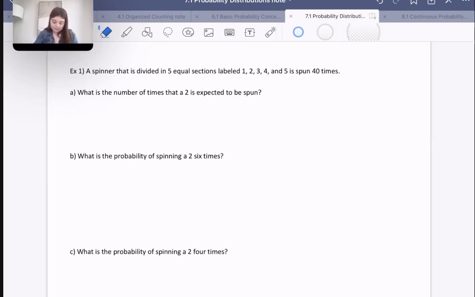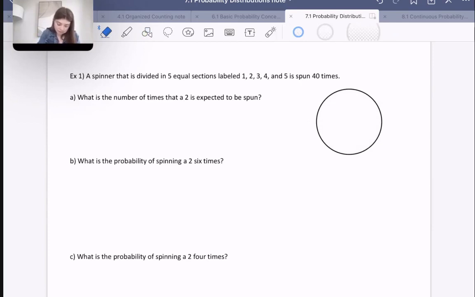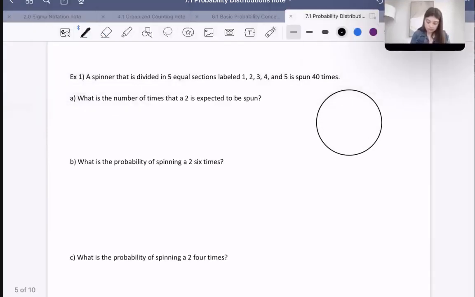Okay, so I'm actually going to draw a picture for this. Here's my spinner. Actually, let's draw a nicer spinner. There we go, that's a little bit better. So this spinner is spun 40 times. We do spin, spin, spin, spin, spin, all the way till we get up to doing that 40 times. And we're going to record what numbers we got when we spun.